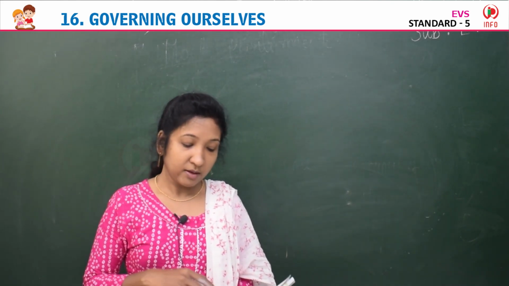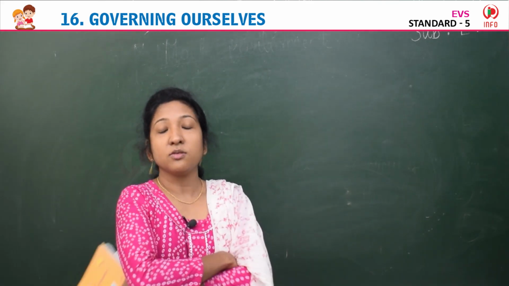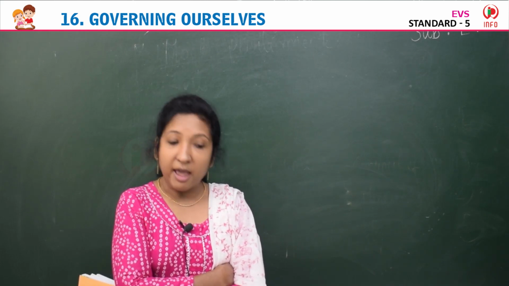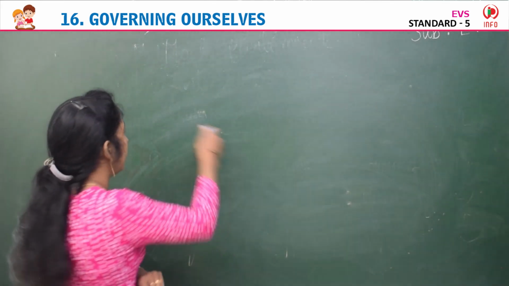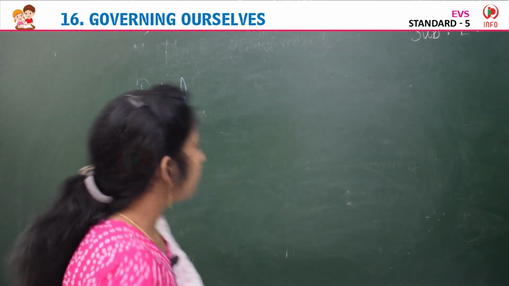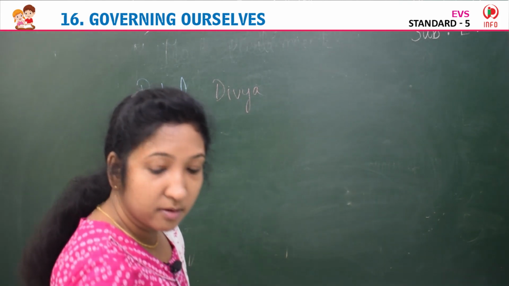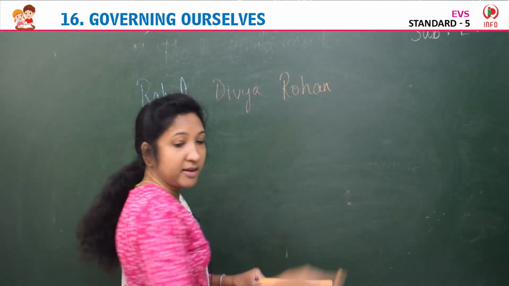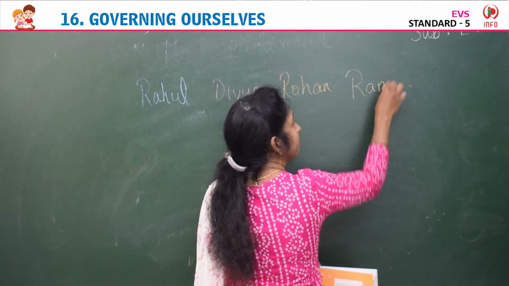So you have to note down the powers of the president and display them on the school notice board. Next, conduct elections in the school or class to elect a monitor, a class leader. How will you do it? You have to do the elections. You have to select 3-4 names. Suppose Rahul is there, then Divya is there, then who else, Rohan, okay, then Rani. So many children will say the names of many students.